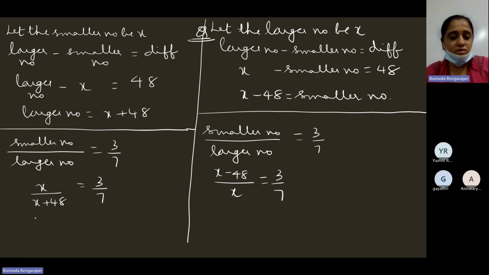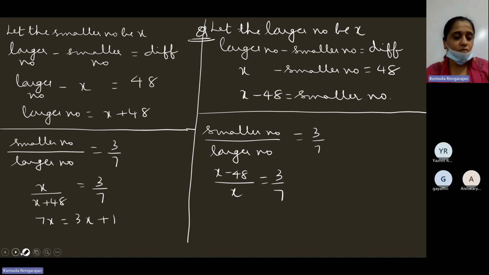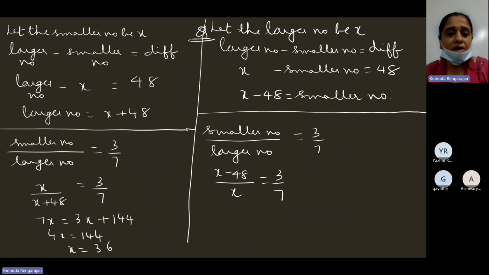Okay, so let's cross multiply. So here you get 7x is equal to 3 into x is 3x, and 3 into 48, 144. So you get 4x is equal to 144. X is equal to 36. Right? Once you get x, x is the smaller number. So the larger number is 36 plus 48.